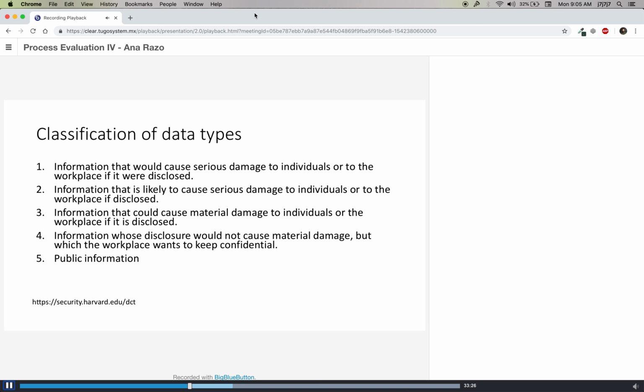And also regarding sensitive information that should not be disclosed, we have information whose disclosure would not cause material damage, but which the workplace wants to keep confidential. This would affect the type of interaction that the participants have with other participants, and this would affect the relation with the program. So this is the information that we have to keep confidential.